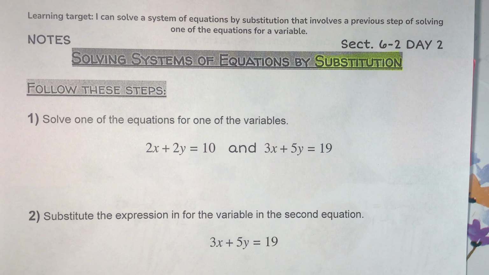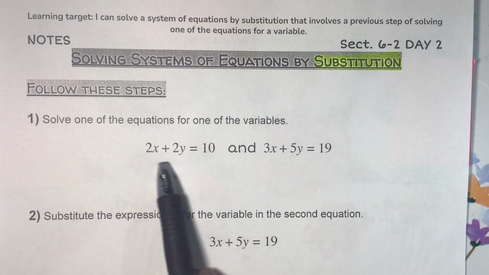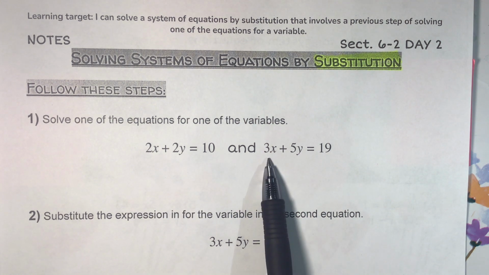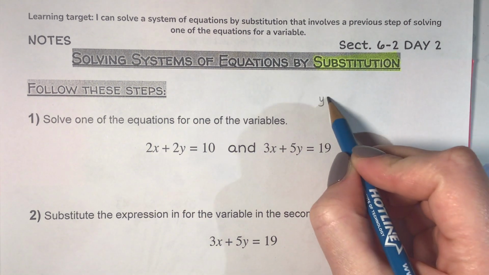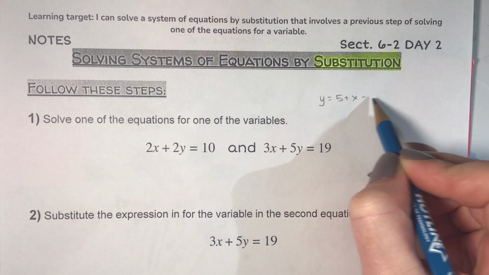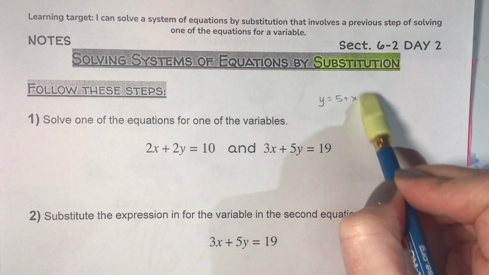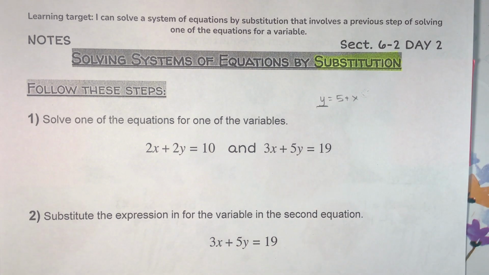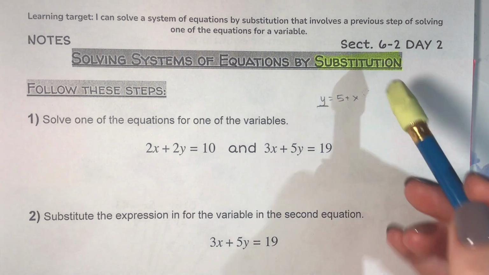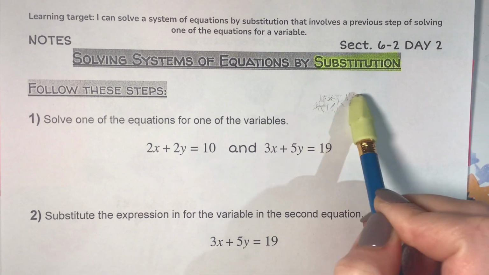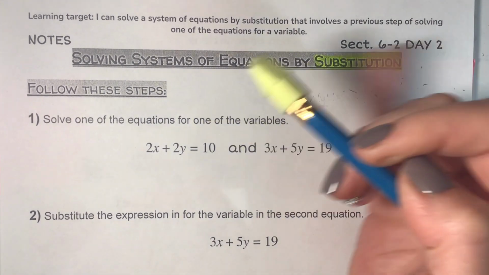So here are the steps that you're going to want to follow. First of all, notice I have two equations. I've got 2x plus 2y is equal to 10, and 3x plus 5y is equal to 19. Before, yesterday in our lessons, it would have looked like this. It would have been like y is equal to 5 plus x. And so notice how this y is already isolated for you. The y is alone, ready for you to substitute in its value. Now we're going to have to isolate the y first.